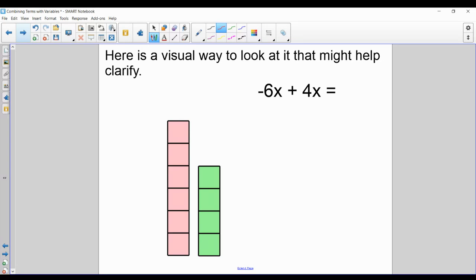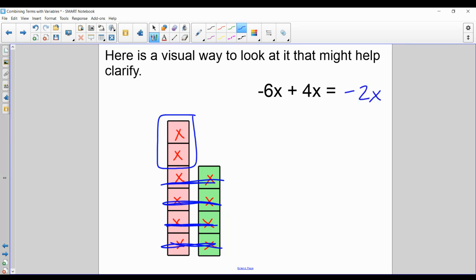And a visual way to look at this is, again, this is just telling us how many x's there are. So if I have -6x, that's just like saying I've got pink ones to make negative, and there are 6 of them. 4 green ones is showing positives. So when I take out the matching ones, there are 2 more negative ones, and the 2 more that we're talking about are x's, so I'm going to have -2x.